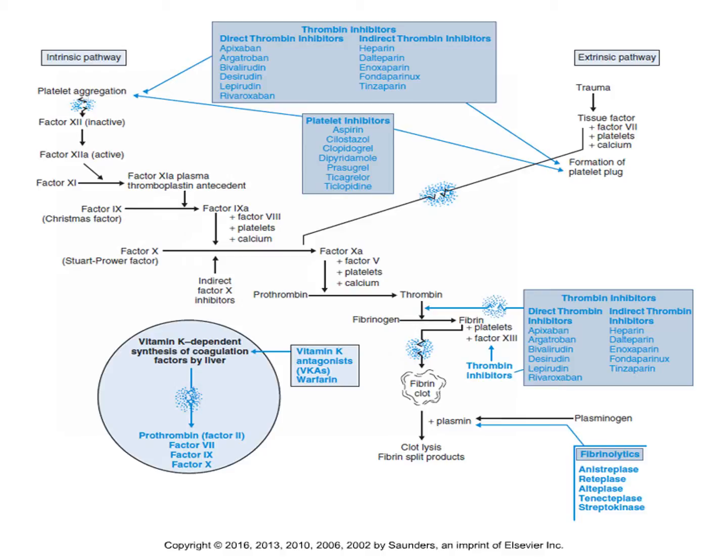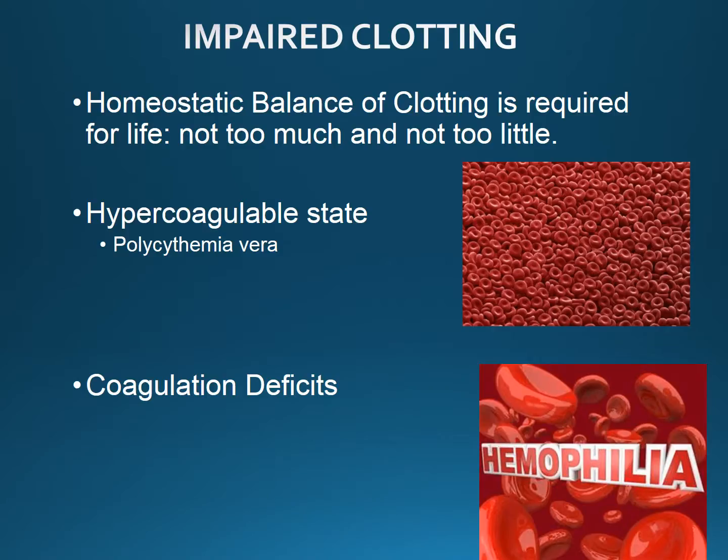This picture is in your textbook on page 789. It shows the clotting cascade as well as where many of the medications that are prescribed hinder the clotting process and lead to a therapeutically longer bleeding time. A static balance of clotting is required to maintain life, and the coagulation cascade maintains that intricate balance.